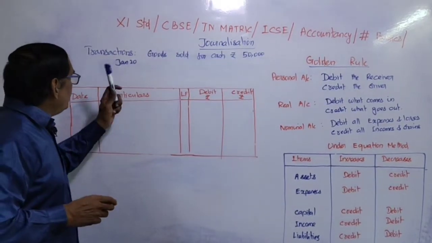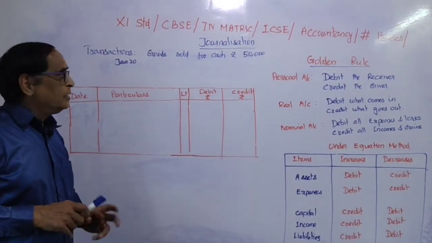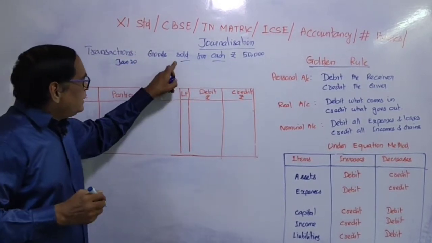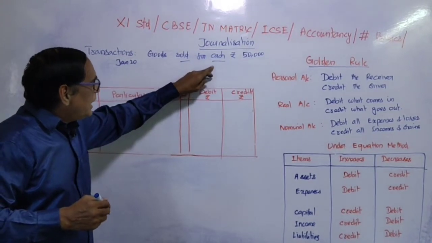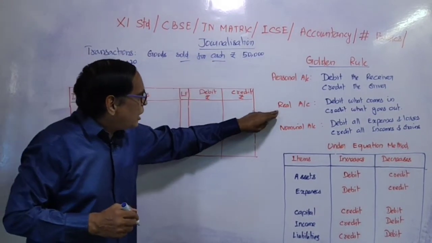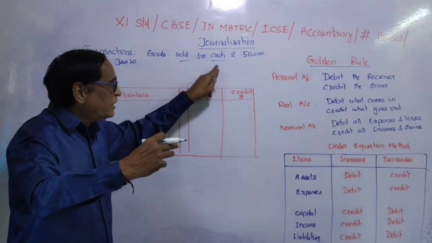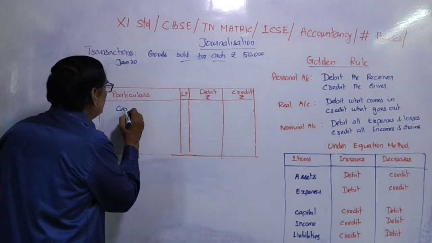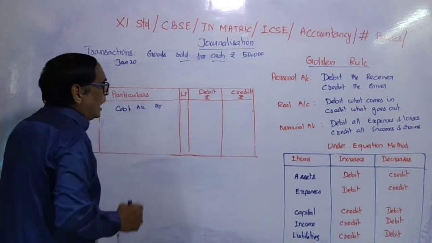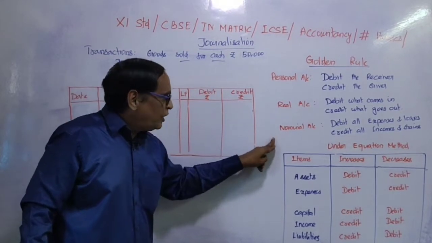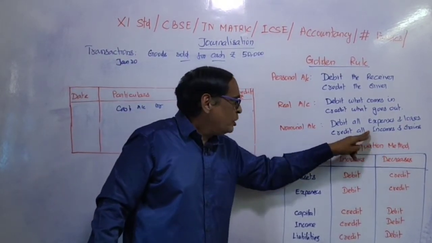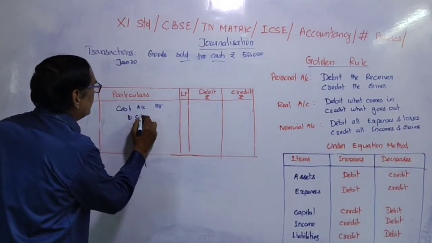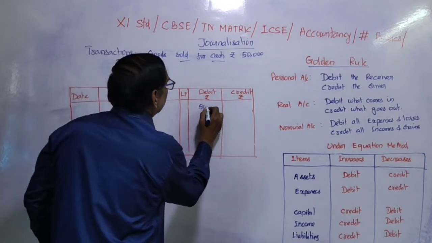Understand? Jan 20. Goods sold for cash. Here cash account and then sales account. Under the golden rule, sales is a revenue. Cash is an asset, for example, coming under real account. If we sell for cash, debit what comes in. Cash is coming inside, so cash account should be debited. And then sales under nominal account. Sales is a revenue, income, both are the same. So credit all incomes and gains. So to sales, rupees 50,000.